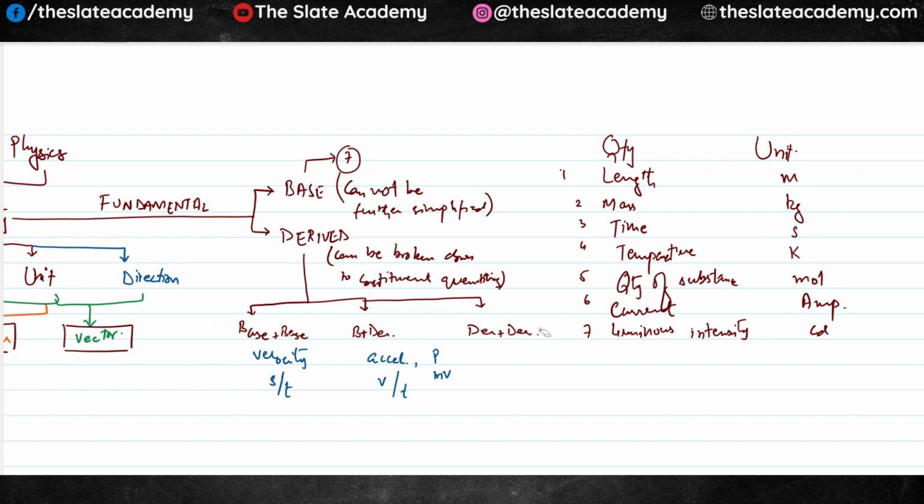Derived plus derived velocity. Force into velocity. So power can also be calculated as force times velocity. Why? Because power is force into distance by time. So distance by time is velocity. So power can also be calculated as force times velocity. Yes?